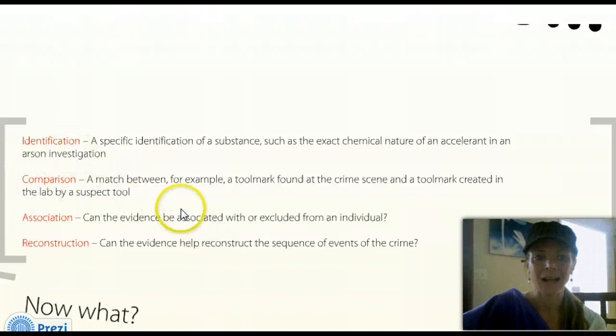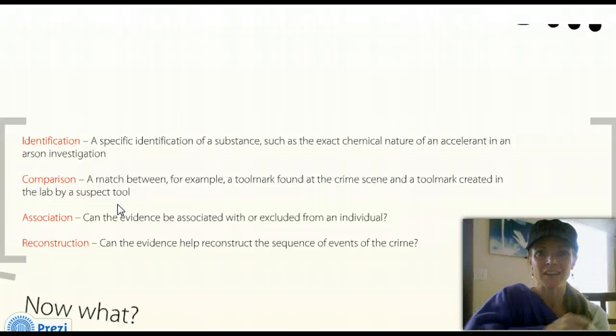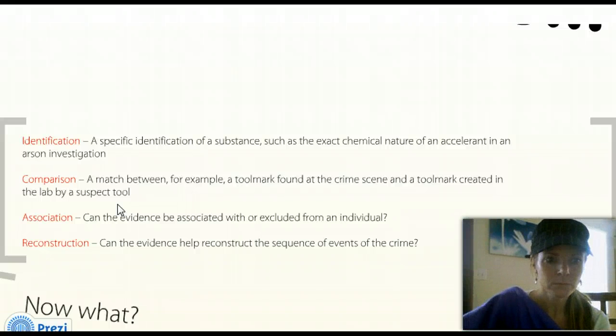Comparison, a match between, for example, a tool mark found at a crime scene and a tool mark created in the lab by a suspect tool. So you can figure out, okay, let's compare this marking made at the crime scene versus if I take this in a crime lab and do the same kind of scrape, does that make the same tool mark? So you can figure out kind of what's going on, okay, comparison.